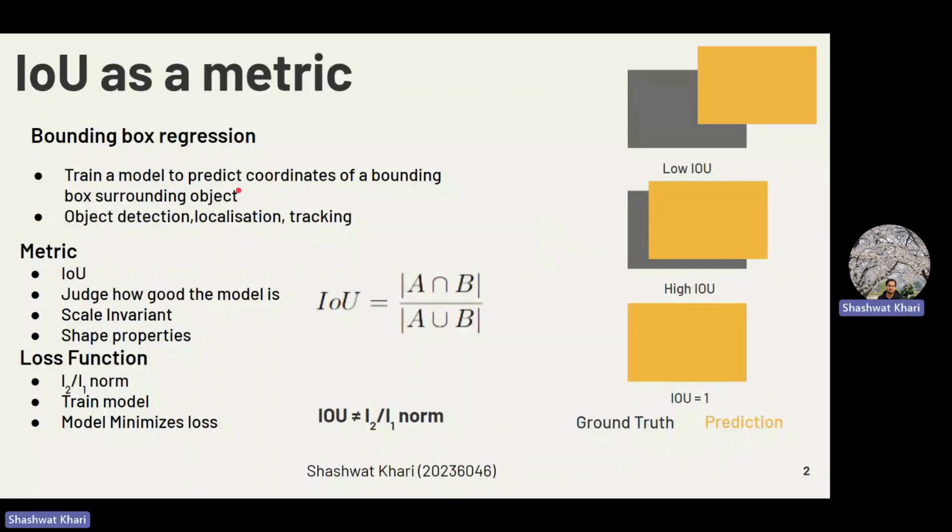What is bounding box regression? It is basically when you train a model to predict the coordinates and the size of a bounding box surrounding the object. It's used in tasks such as detection, localization, tracking, and so on, right? When you're doing that, you need a metric to judge how good your model is, right?